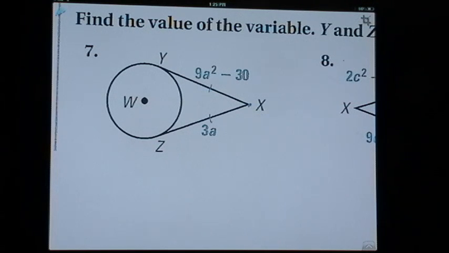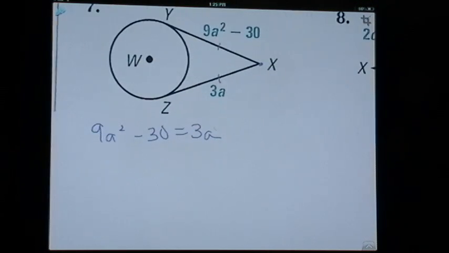So you're going to see that they're congruent, and then you're going to write 9a squared minus 30 is equal to 3a. Now, immediately you should say this is going to be a quadratic equation because it has the a squared. So we're going to move everything over to one side of the equation so that it will be equal to 0. So we're subtracting 3a from both sides.